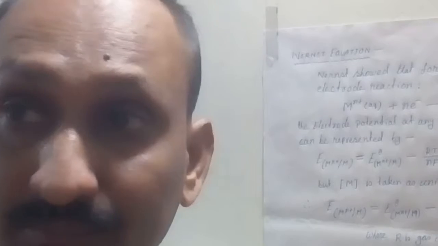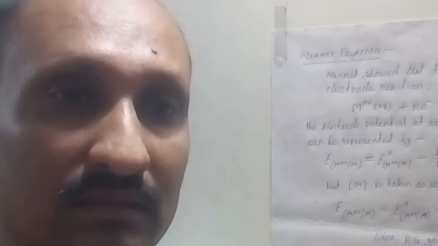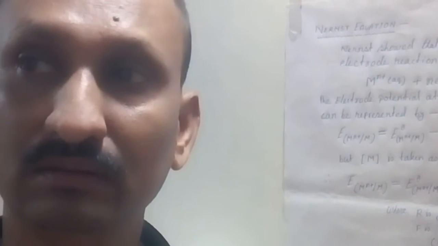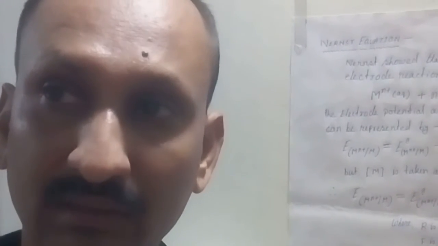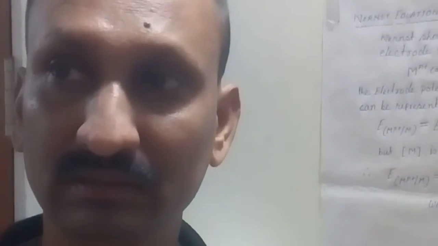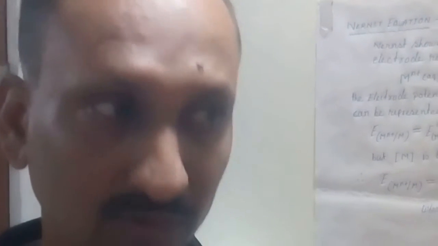Students, we are discussing your third chapter, that is electrochemistry. In the earlier class we have discussed how to measure the standard electrode potential. To measure the standard electrode potential, the concentration of the electrolyte must be taken as unity, but it is not necessary for the concentration of the electrolyte to always be unity. We can determine the electrode potential at any concentration also.